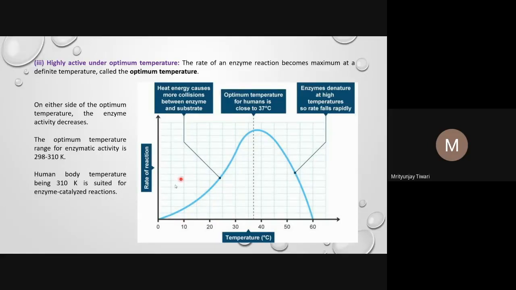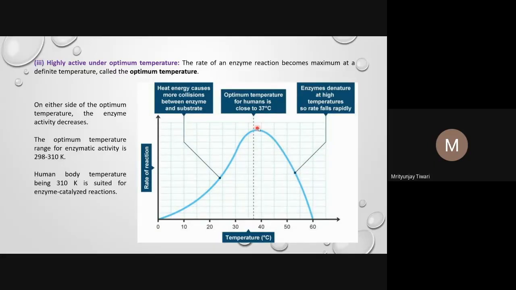If you see this graph of the rate of reaction catalyzed by an enzyme against temperature, as you increase the temperature, initially the rate of reaction is increasing, and at a certain point you see here we get the peak, and then the rate of the reaction reduces very fast.